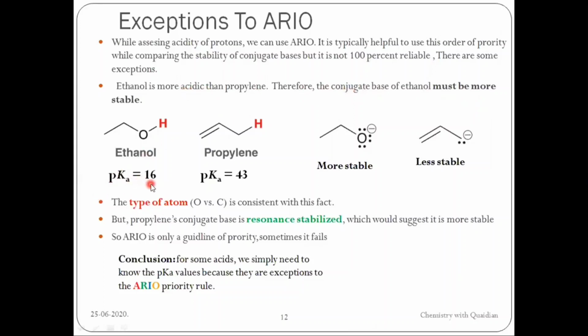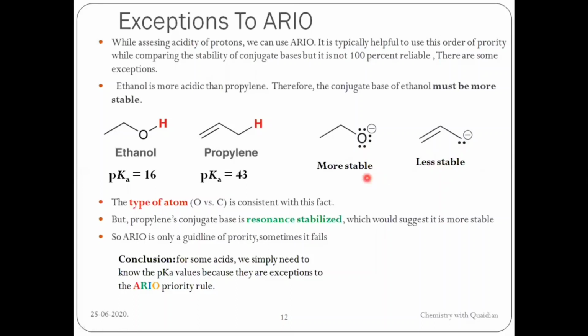If you don't know the pKa values, for example, you know that in ethanol, when you form the conjugate base, the negative charge is on the oxygen, and here the negative charge is on the carbon. As you have said, the type of atom also affects stability. Oxygen is more electronegative than carbon. From this point of view, this must be more stable and this will be less stable.